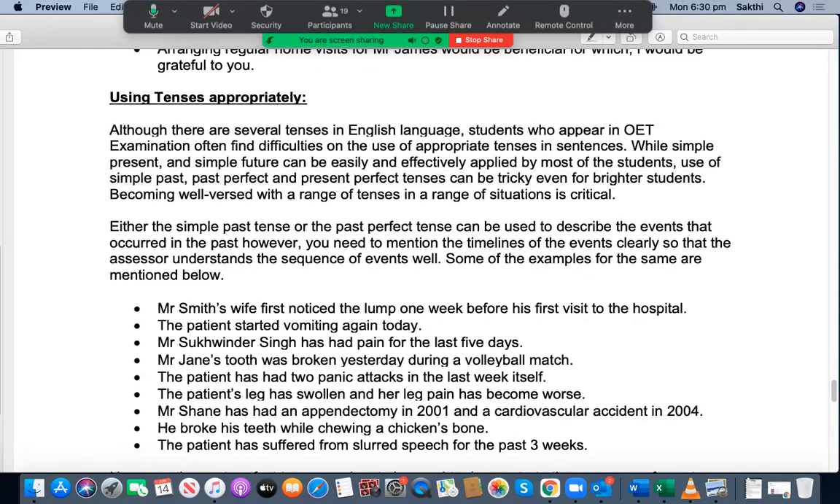So becoming well-versed with the range of tenses in a range of situations is critical. It's really important that you use the tenses appropriately and correctly, all right? Either the simple past tense or the past perfect tense can be used to describe the events that occurred in the past. However, you have to mention the timelines of the events clearly so that the assessor understands the sequence of events well. Some of the examples for the same are mentioned below.